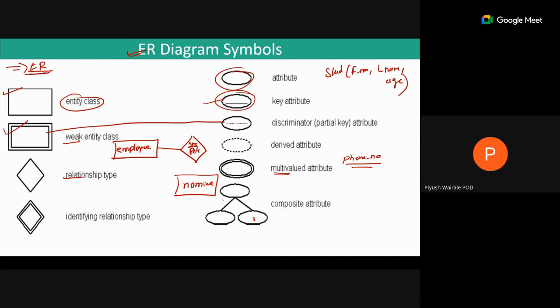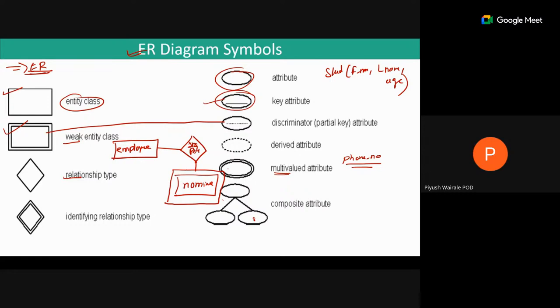So there may be an employee who doesn't purchase an insurance policy, so their nominee need not be stored because it is not related to the insurance policy, right? In that case, this nominee is a weak entity set because it depends on the strong entity, that is employee, right? Unless the employee purchases an insurance policy, we cannot have a nominee. So that's why this is called a weak entity set.